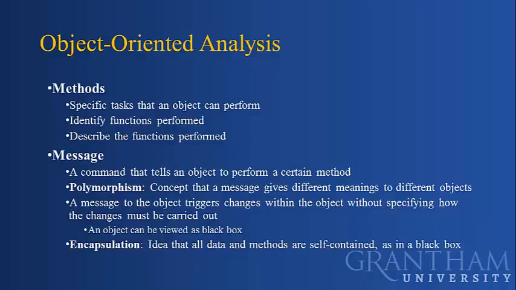Methods are specific tasks that an object can perform. Identify the functions performed and describe the functions performed. A message is a command that tells an object to perform a certain method. Polymorphism is the concept that a message gives different meanings to different objects. A message to an object triggers changes within the object without specifying how the changes must be carried out. An object can be viewed as a black box. Encapsulation is the idea that all data and methods are self-contained, as in a black box.